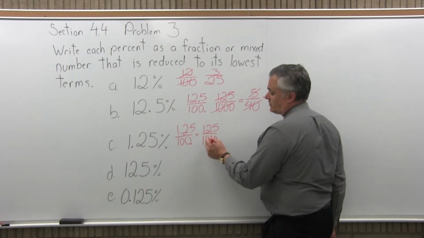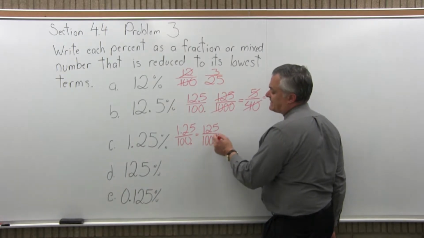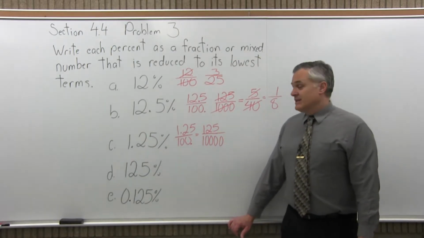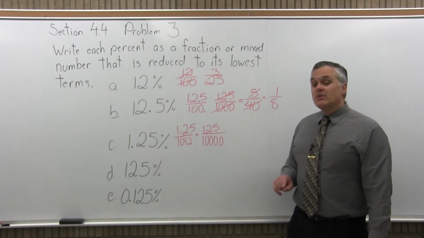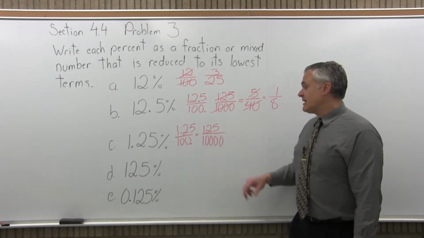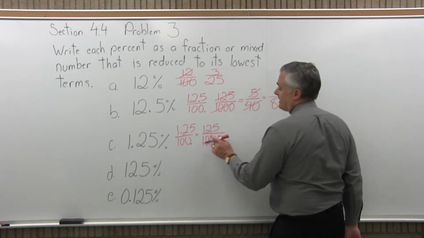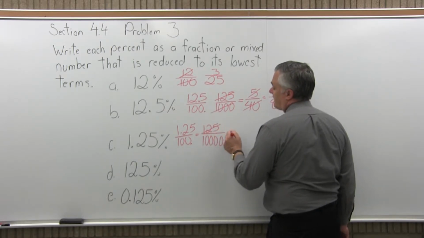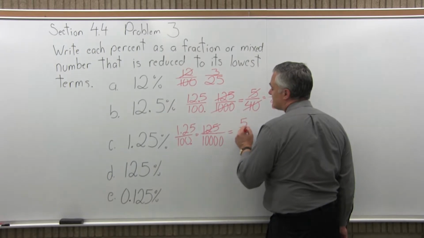So I already had two zeros, so I put in two more, it becomes 10,000. So 125 over 10,000, that is a fraction, but again, it can be reduced. And I can see that I can divide 25 into both evenly. So again, the top, 25 divides into 125 5 times. I can see that pretty easily.